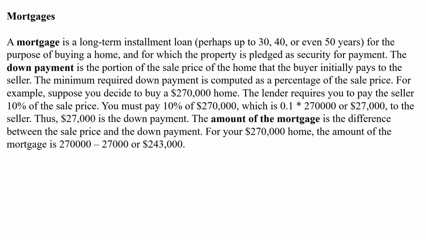Now, the amount of the mortgage is going to be the difference between the sale price minus how much you put down for the down payment. So it's 270,000 minus 27,000, or only 243,000. That's how much you have to take a loan for.